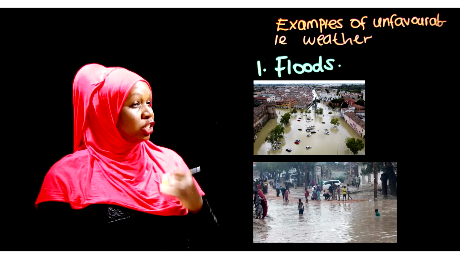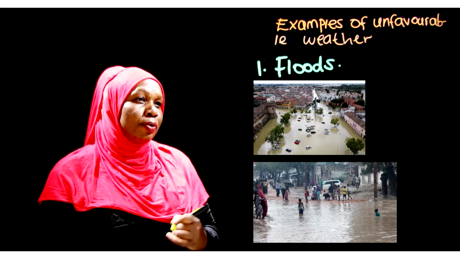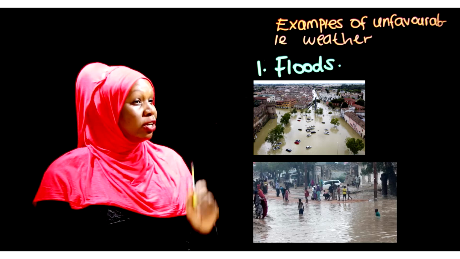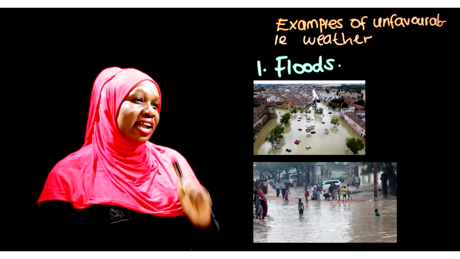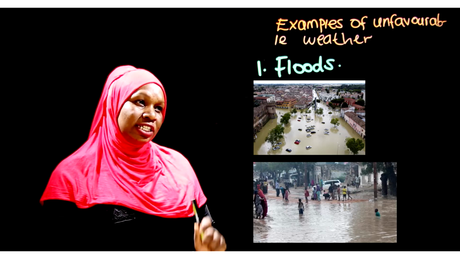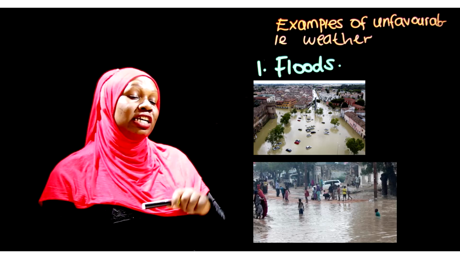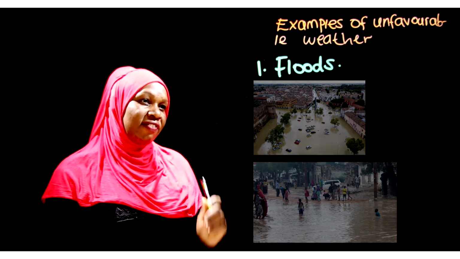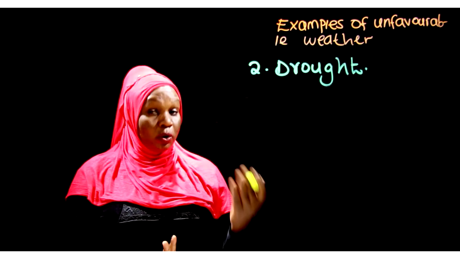So we said that when there's too much rain for a very long period of time, we are most likely to get floods. So what you're seeing on the screen are the floods that have been caused by too much water, or too much rainfall that brings too much water. And this too much water is what we call the floods. So the next one is the drought.